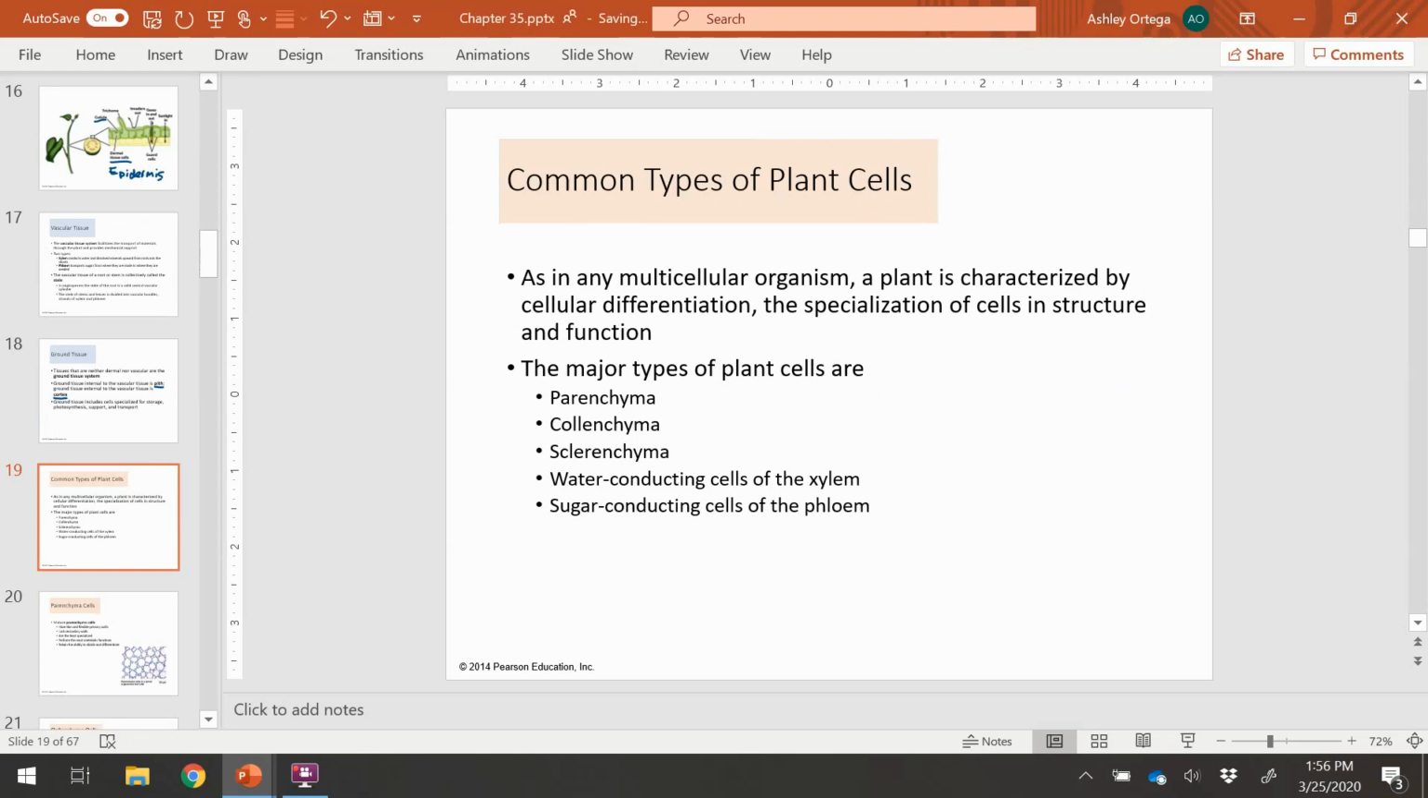Now we'll move on to cell types. So cell types in plants. Hopefully you've seen these, but if not, we will go through them and what to know from them. For lecture, I like to focus on the functioning, as hopefully you're learning their structure in lab. So keep that in mind.